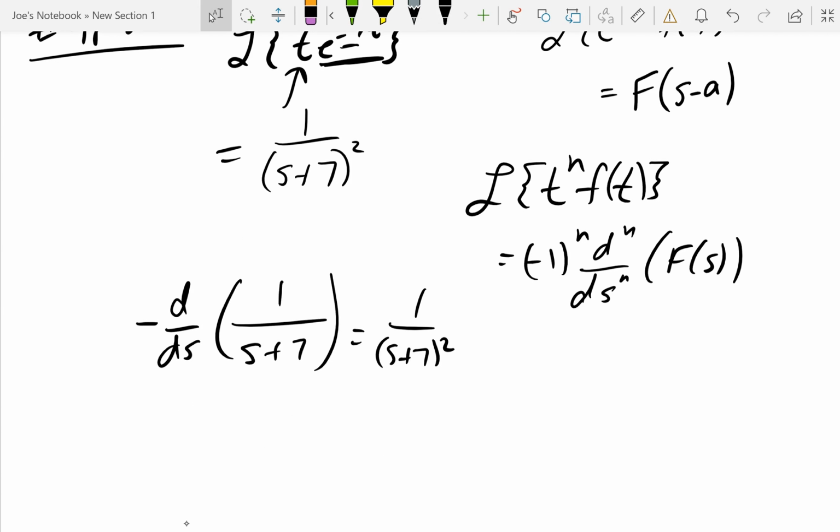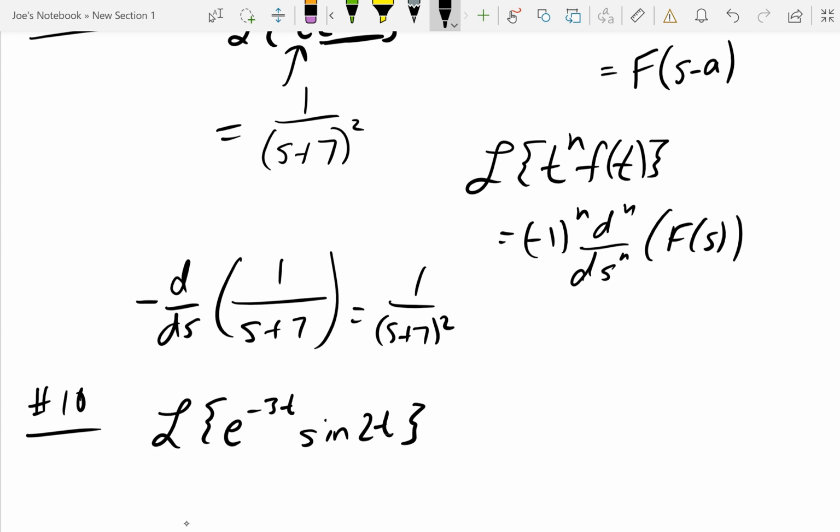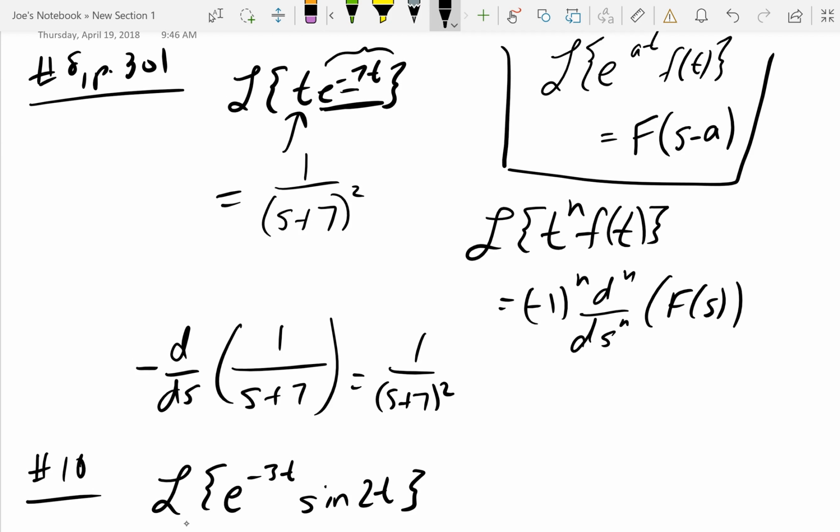Let's illustrate this idea of e to a power shifting something again. This is number 10, same page. It wants the Laplace transform of e to the minus 3t sine of 2t. Again, we want to use the theorem that we used in the first way we did the first problem, the one I just put a little box around in the upper right-hand corner. The Laplace transform for sine of 2t would be 2 over s squared plus 4. And then since we've got e to the minus 3t in here, we would have s plus 3 instead of s.